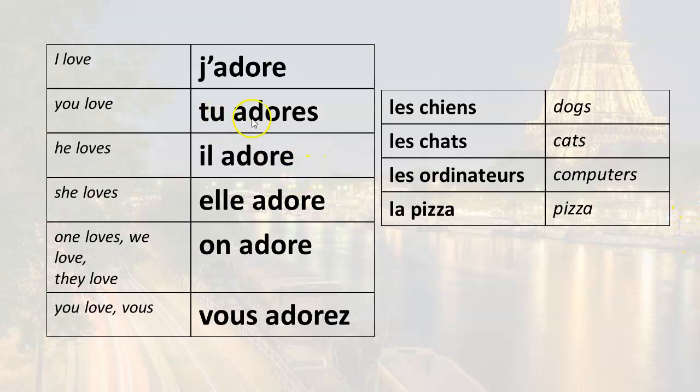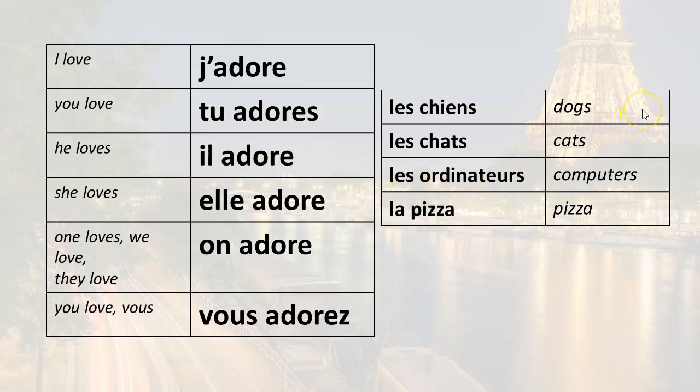You love, tu adores. You love dogs. Tu adores les chiens. You love cats. Tu adores les chats. You love computers. Tu adores les ordinateurs. You love pizza. Tu adores la pizza.